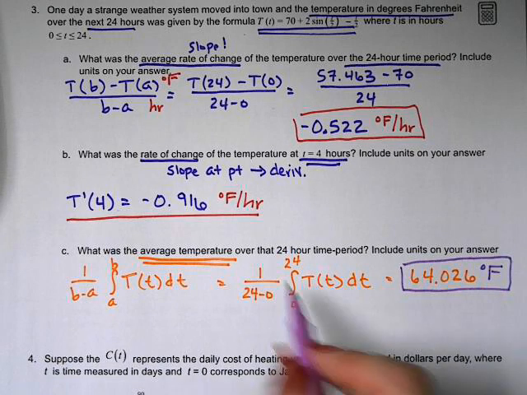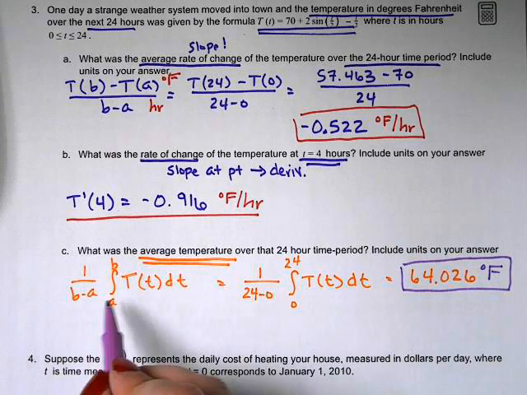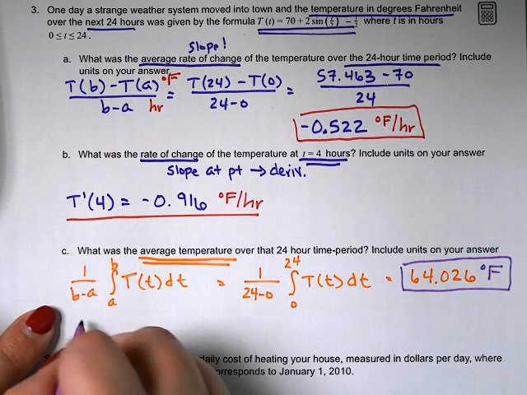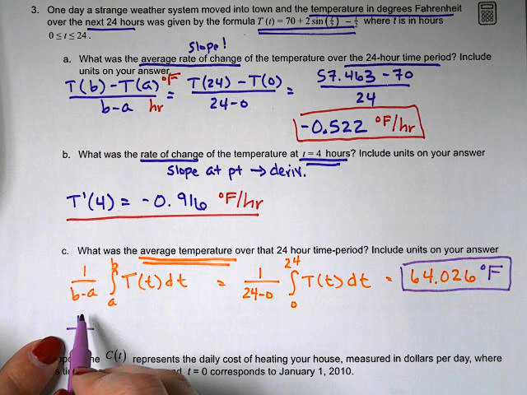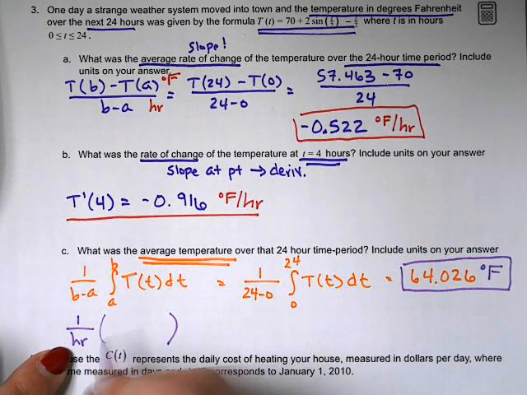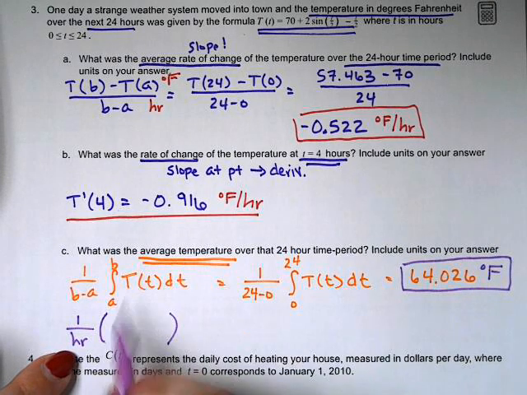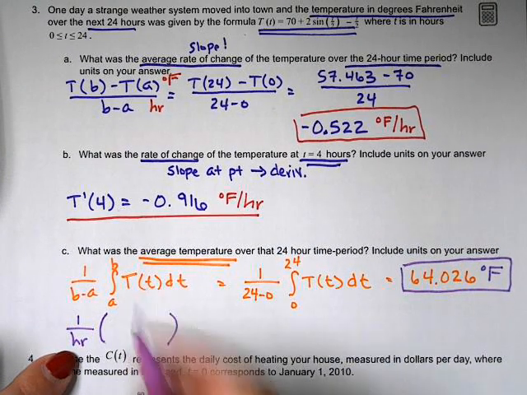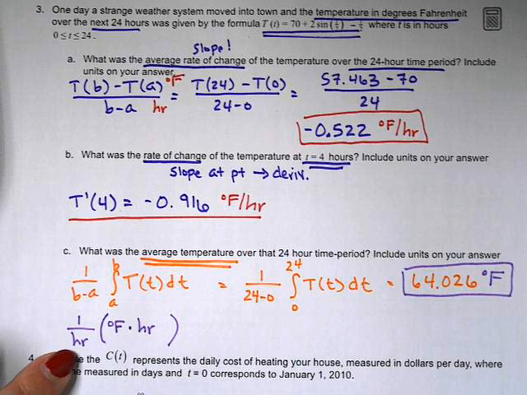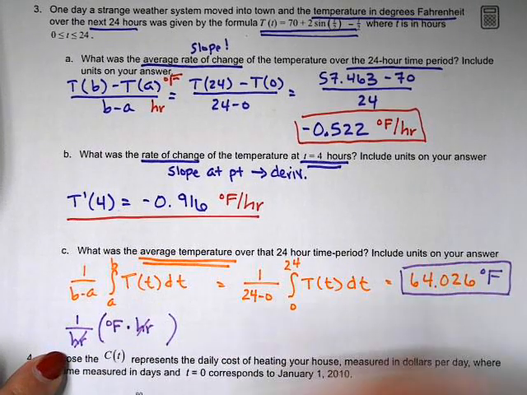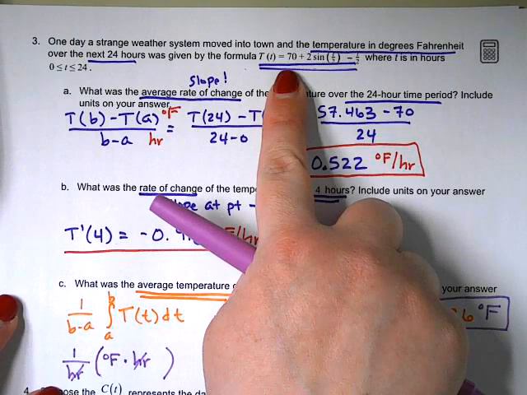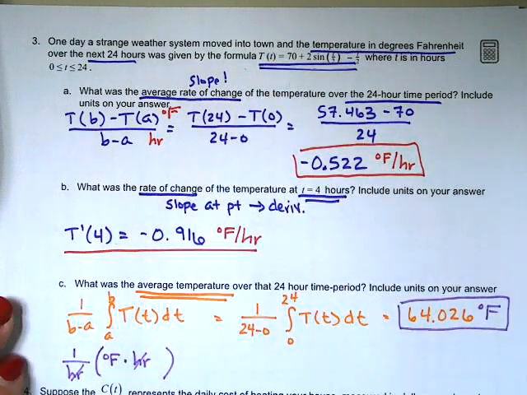Now the reason that this makes sense is because if we look at our formula, 1 over b minus a is talking about, in terms of units, 1 over hours. And if we look at what the integral is, we know that the integral is taking the temperature, which is in degrees Fahrenheit, and multiplying by hours. And so the hours cancel out and we get our degrees Fahrenheit back. We want the average value of this function, so the units should work out to be the same as the units of the original function.